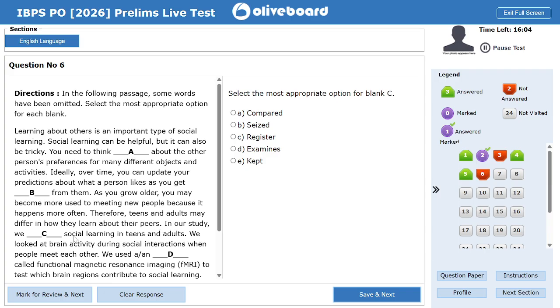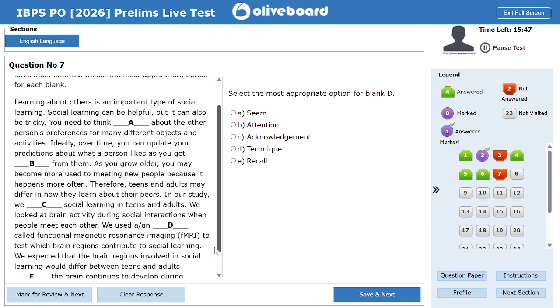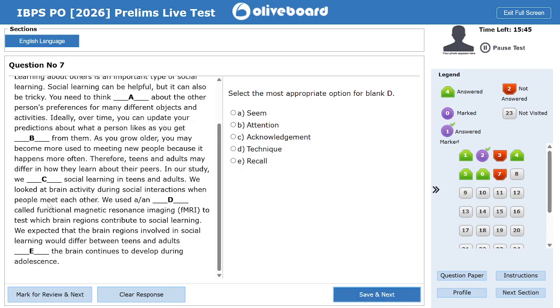Therefore, teens and adults may differ in how they learn about their peers. In our study, we kept social learning in focus. We compared social learning in teens and adults. We looked at the brain activity during social interaction when people meet each other.